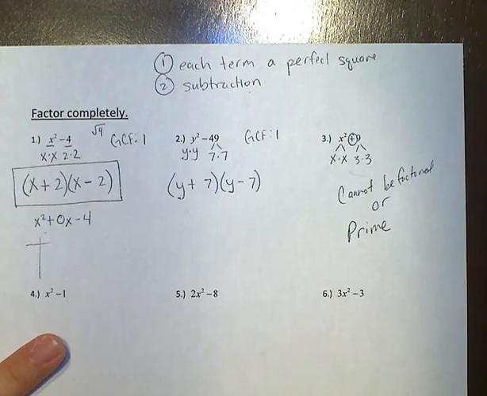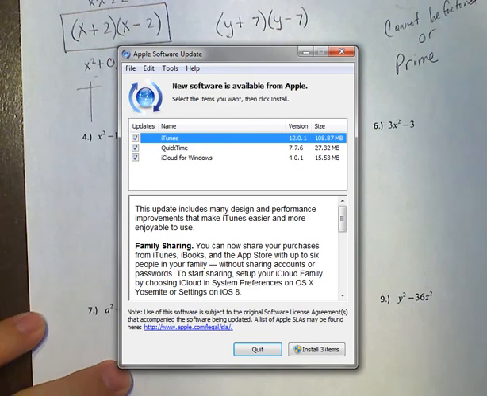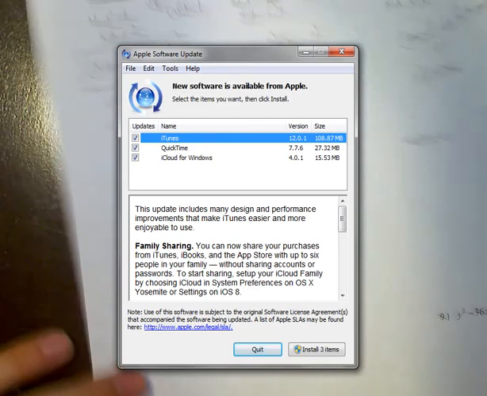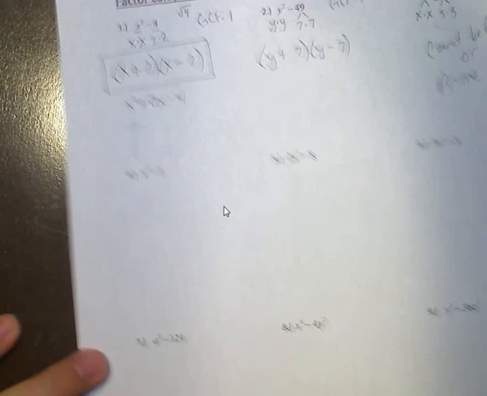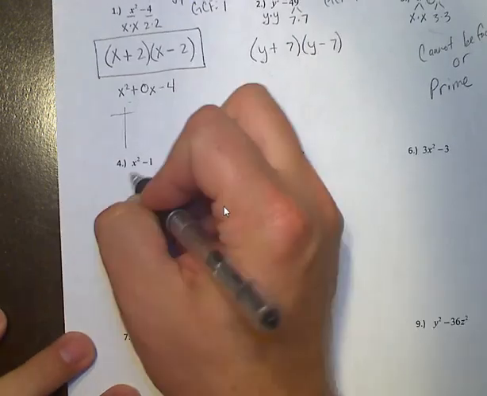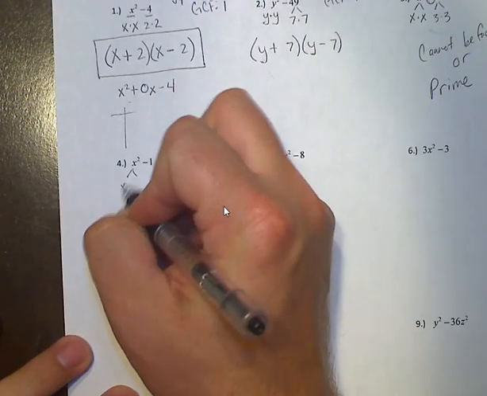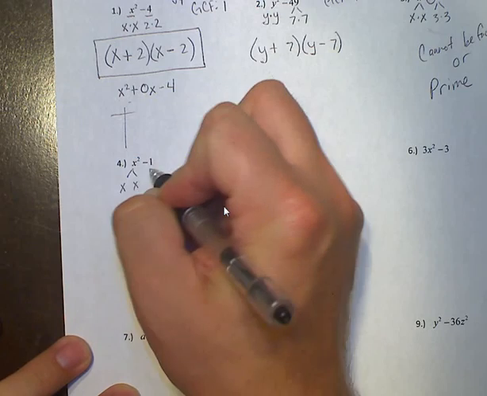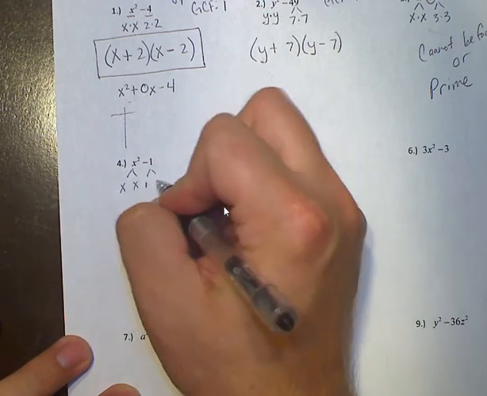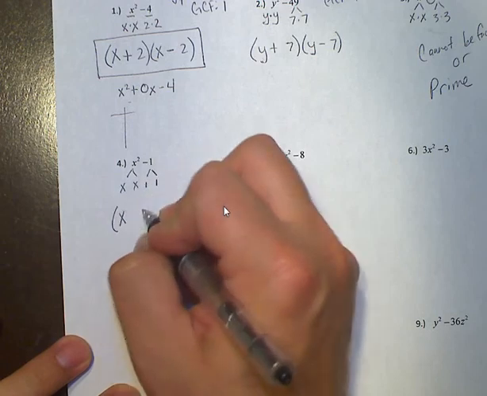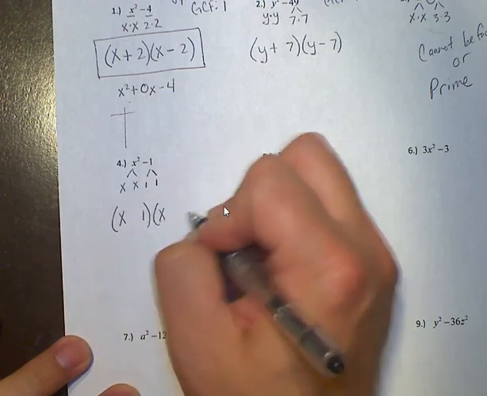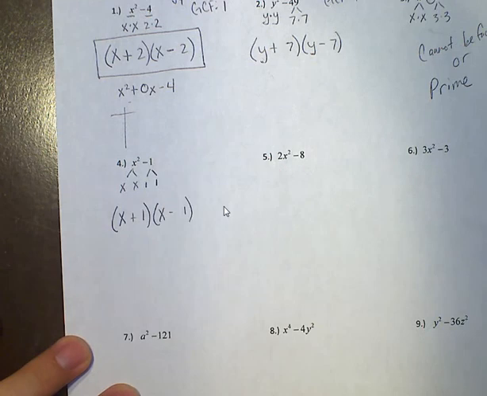All right. How about 4? Okay, so 4, are these perfect squares? Yes, x and x. How about 1? 1's kind of a tricky one, but 1 times 1 is 1. So I have x, 1, x, 1. 1 gets a plus, 1 gets a minus.